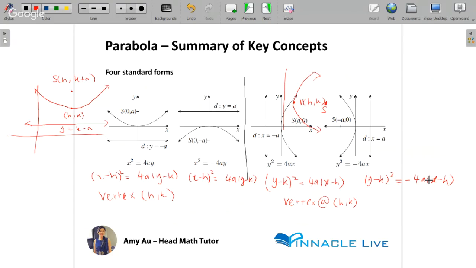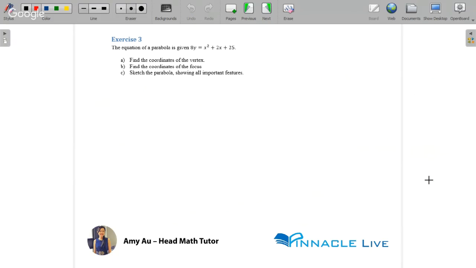All right, so once you've got that, we can now have a look at some examples and see how we can apply this. The first one, exercise 3, we are given this parabola and we want to find the features. Firstly, we need to marry it up with one of the standard forms. If it's a fully expanded version like this, you need to complete the square so that you can compare it to one of the forms.